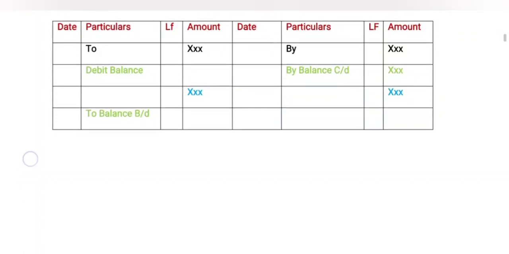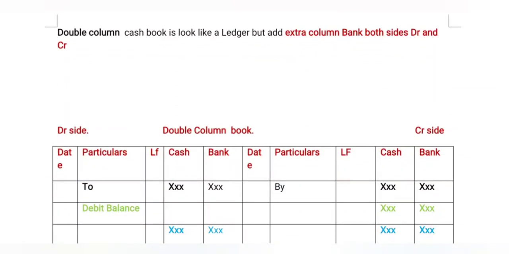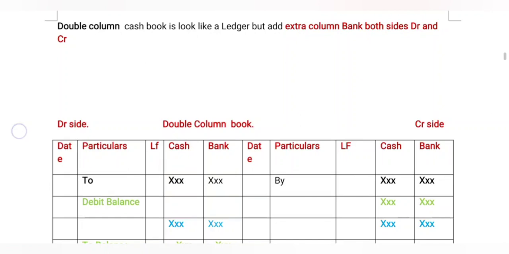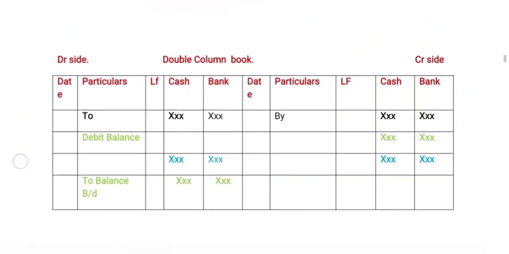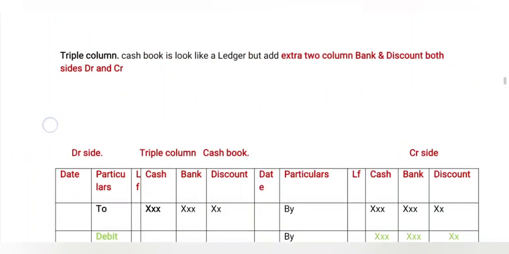Now we are coming to the double column cash book. It looks like a ledger but with an extra column, the bank column. It has both debit and credit sides. The proforma looks the same, with the bank column added: date, particulars, ledger folio, cash, bank on each side.